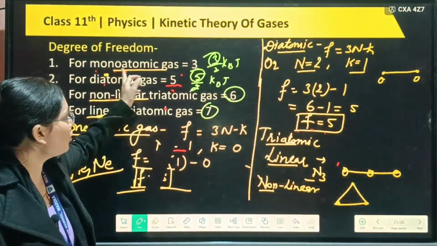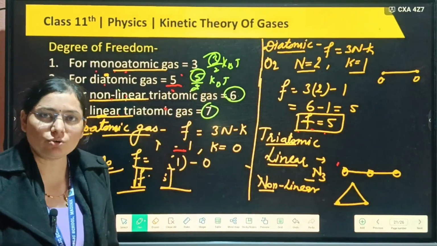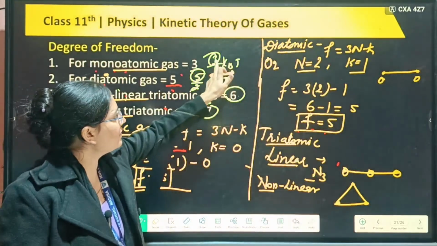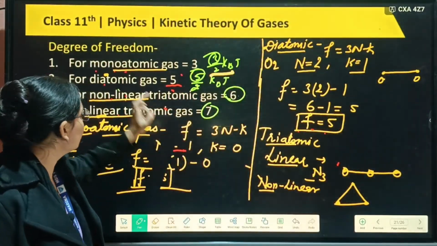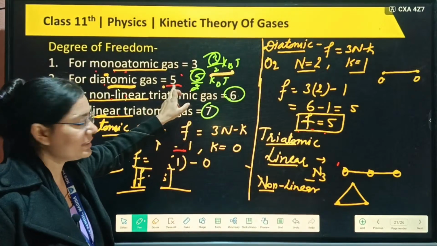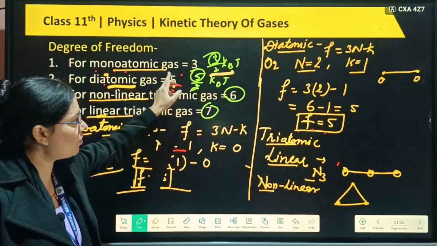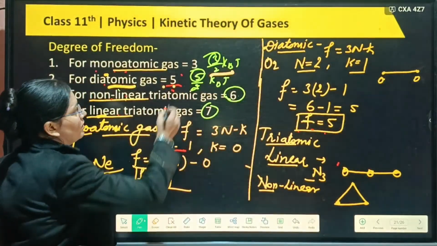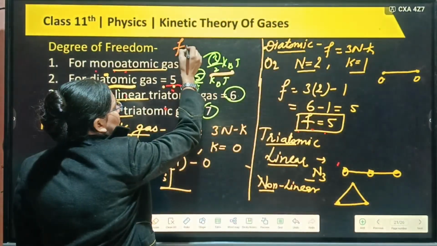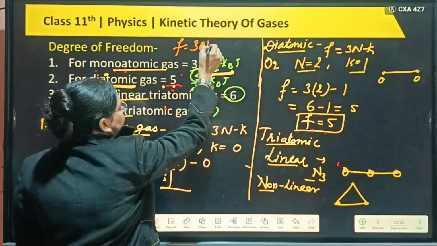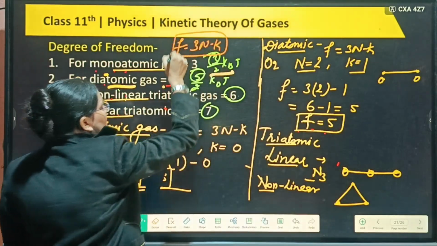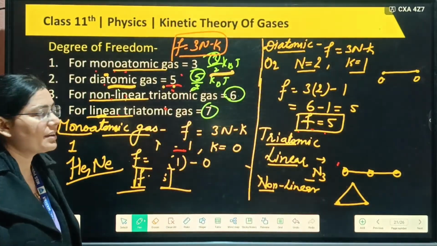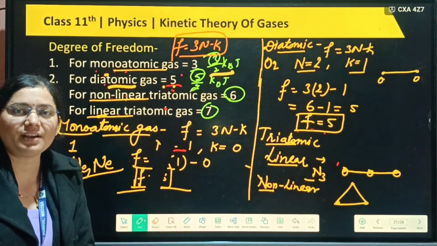For a monoatomic gas the degree of freedom is 3, so the energy will be 3/2 kBT. For diatomic we can write the degree of freedom will be 5. How can we find this by using a formula? We discussed the formula F equals 3n minus K, which we used for the degree of freedom. By using this formula we can find the degree of freedom for the different gases.